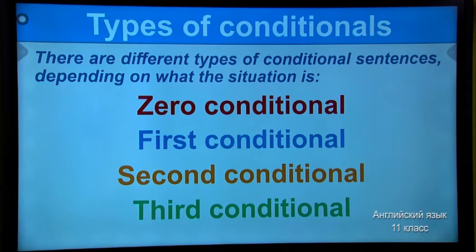And the types of conditionals. There are different types of conditional sentences depending on what the situation is. We have to discuss the zero conditional, first conditional, second conditional, and third conditional. And of course, we have mixed conditional sentences. You will learn it later.